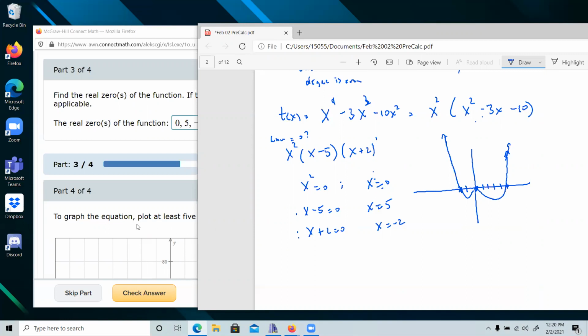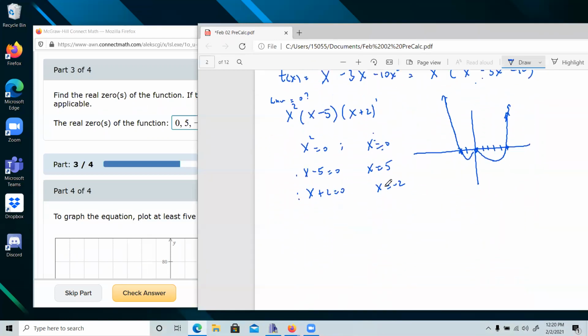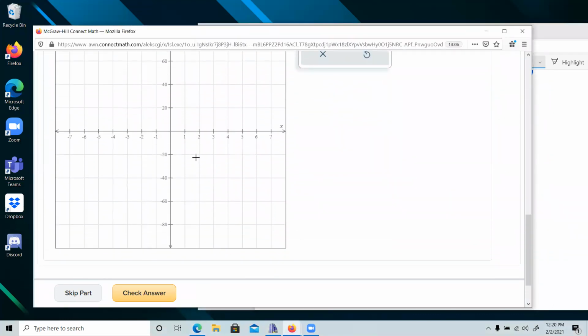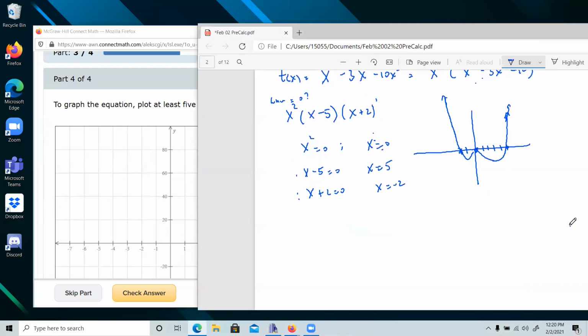Okay, so we have to plot at least 5 points. It looks like we only have 1, 2, 3, 4 points here. We need one more point. Okay, so let's see here. What do I have for points? I have 0, 5, and -2.